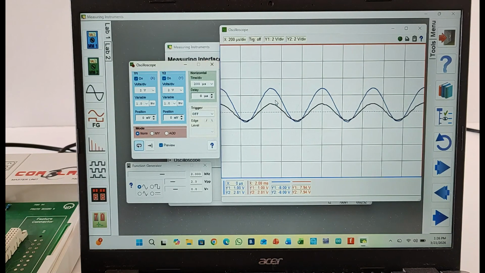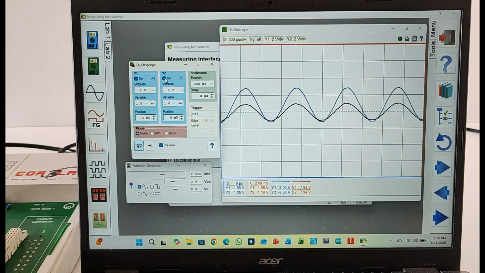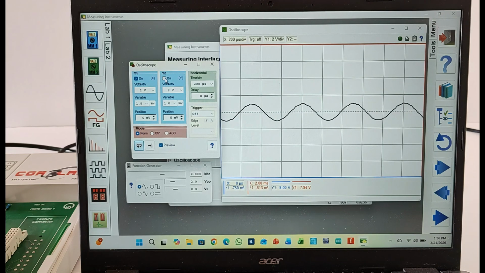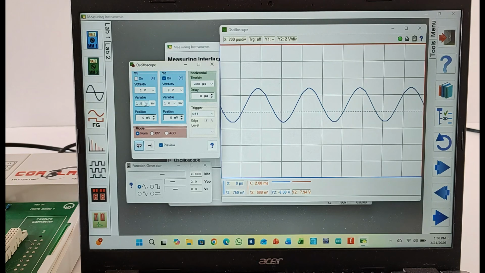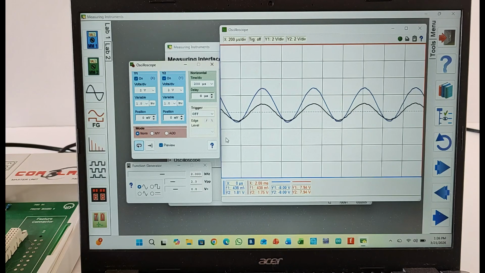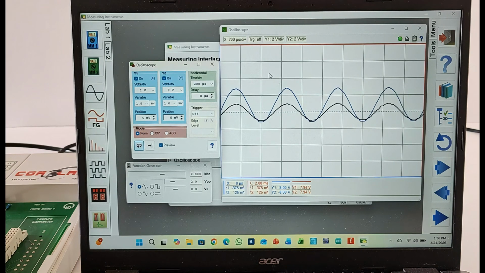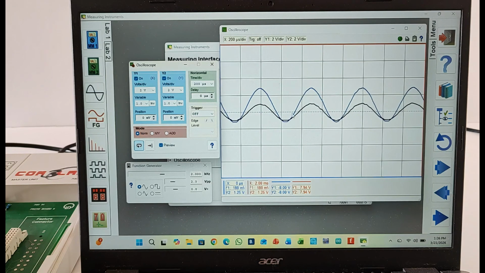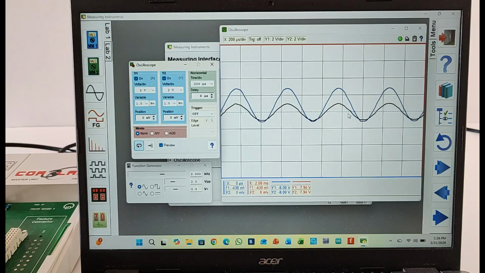Now look at the waveforms. The one in black is the input waveform. The one in blue is the output waveform. Now, I'll put both of them on the screen. See what happens here. Notice something first. The black one, the input waveform, is running directly through the zero line.